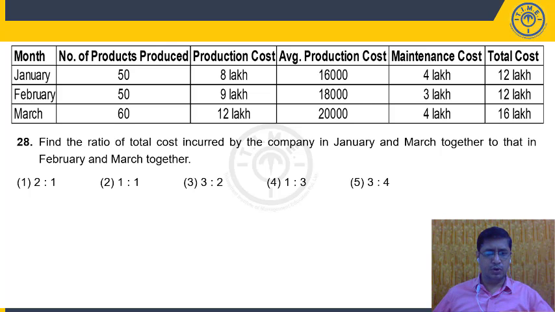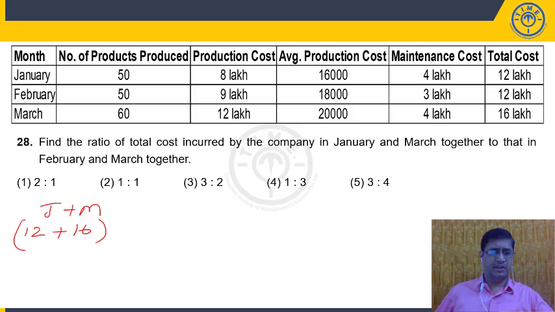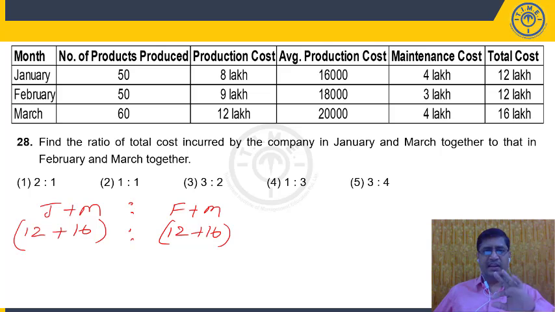Find the ratio of the total cost incurred by the company in January and March together. January and March together. Total cost, January is equal to 12 lakhs and March is equal to 16 lakhs. What we need to find? The ratio of the total cost, January and March together, to that of February and March together. February is equal to 12 and March is equal to 16. So what is the ratio? My dear students, if you observe this carefully, the numbers on either side are the same. So simplify, you will get 1:1 as a ratio. Right choice is option 2. Second choice is the right choice.